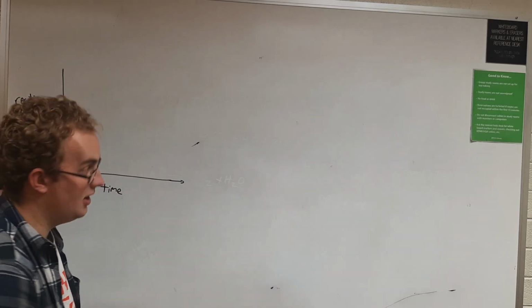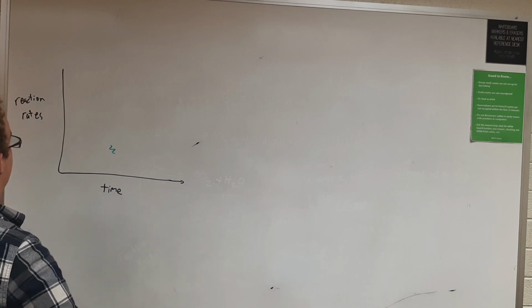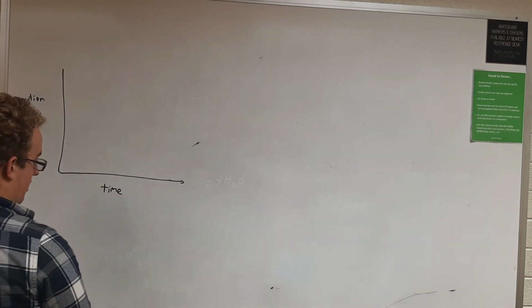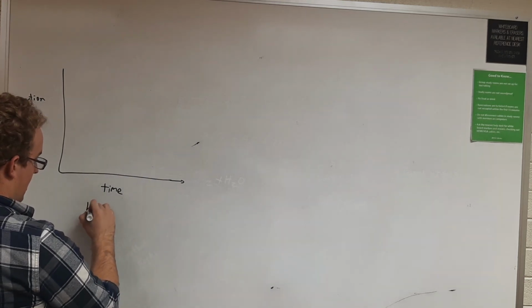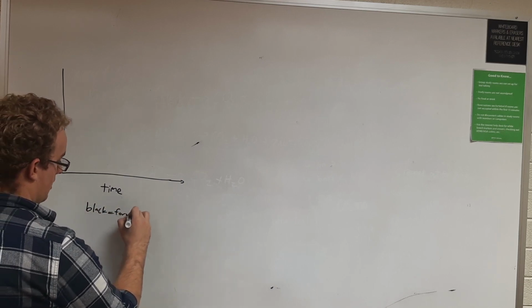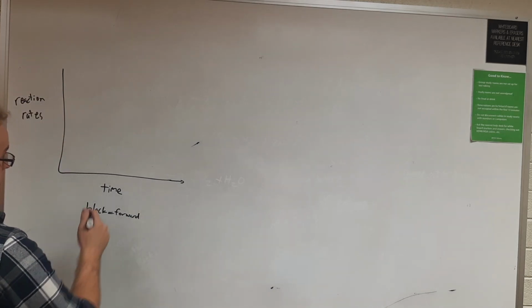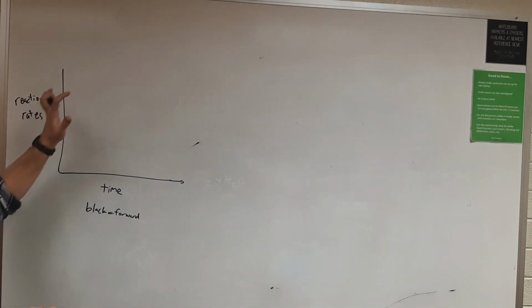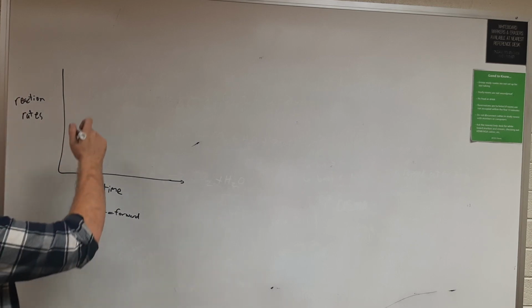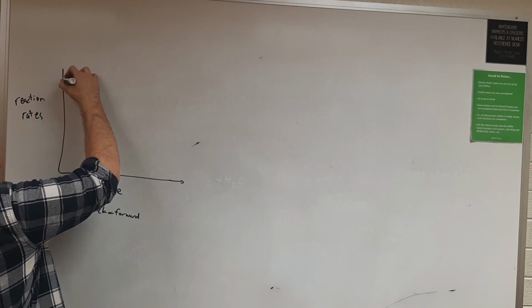I'll use two different colors. Hopefully one of these markers works. Yeah, green, that's a pretty good green. All right, so here black is the forward reaction, and green is the reverse reaction. So at the very beginning, right when we add them together, they're going to start reacting really fast, so they're going to have a high reaction rate.